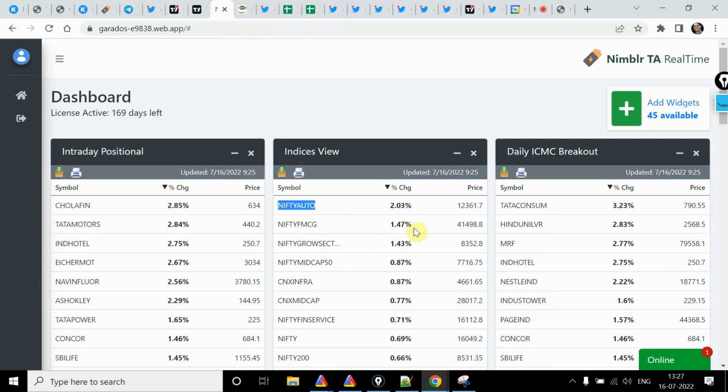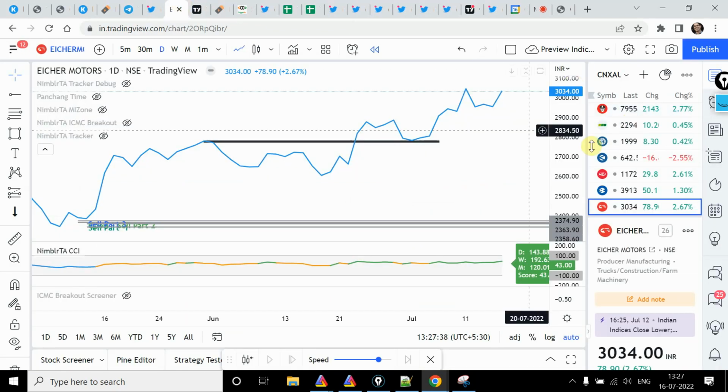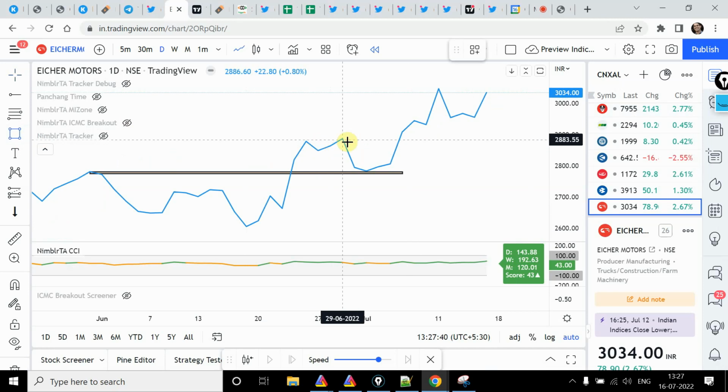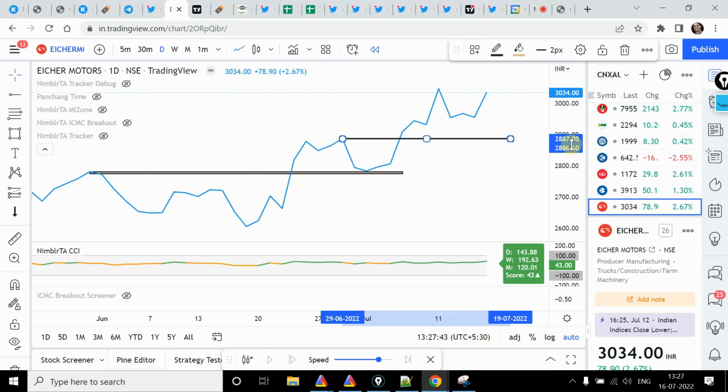So I will look at the chart. I will look at a different chart, maybe over here. So I might like to enter over here in this case. So I will just put a trigger at 2887 point something or 2890. I will put a trigger, and the system will let me know when it is 2895. So I will get to know in advance.